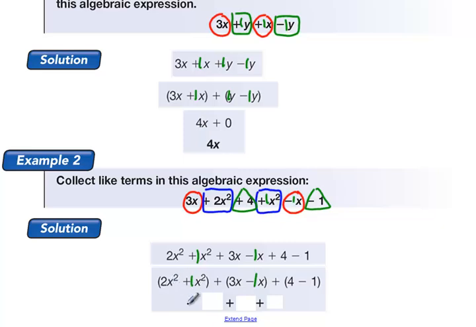We have a positive 2 and a positive 1. When the signs are the same, we add and keep the signs the same. 2 plus 1 is 3, and then we follow with the letters: 3x squared. We have a positive 3 and a negative 1. The signs are different, so we subtract and take the sign of the bigger number. 3 minus 1 is 2. The absolute value of 3 is greatest, so it'll be a positive 2x. Plus a positive 4 minus 1. 4 minus 1 is 3. So to simplify this expression, it is 3x squared plus 2x plus 3.